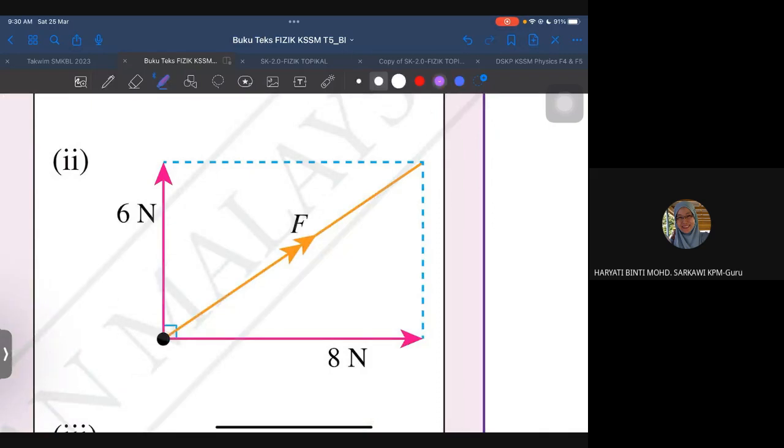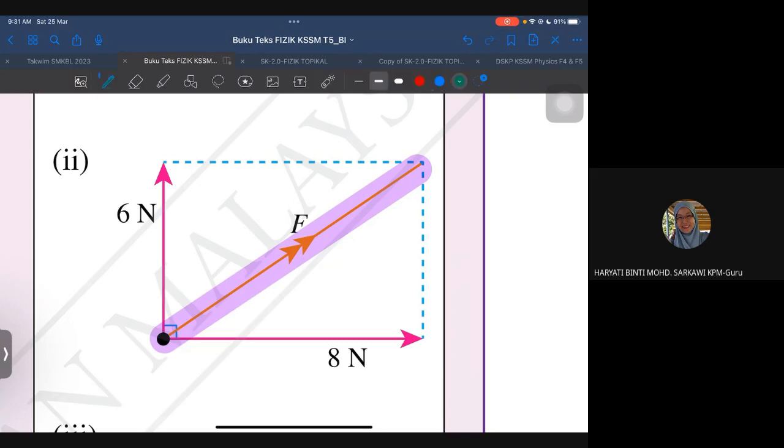Then you draw this. Okay, from the same point, the diagonal. All right. So this diagonal represents the resultant force. So if you draw your diagram in scale, then you can measure the length of that F. The length here represents the magnitude of the force, if you draw your diagram in scale.